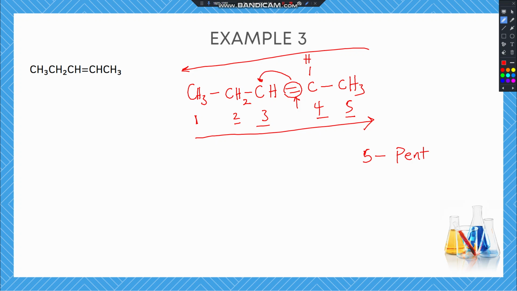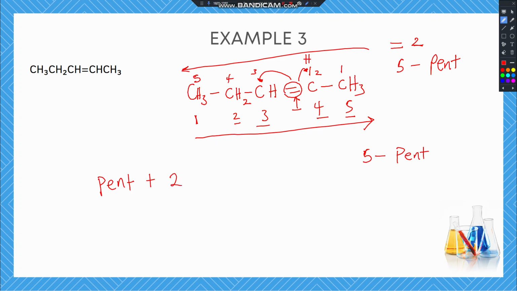If we count from the right to the left, however, this will be 1, 2, 3, 4, and 5. This double bond will be placed on carbon number 2. So that means our double bond is on carbon number 2, and we have 5 carbon atoms, which gives us the name PENT, pent. So in order to name these compounds, we have the parent name, which is pent, plus we have a double bond, and it is on carbon number 2.